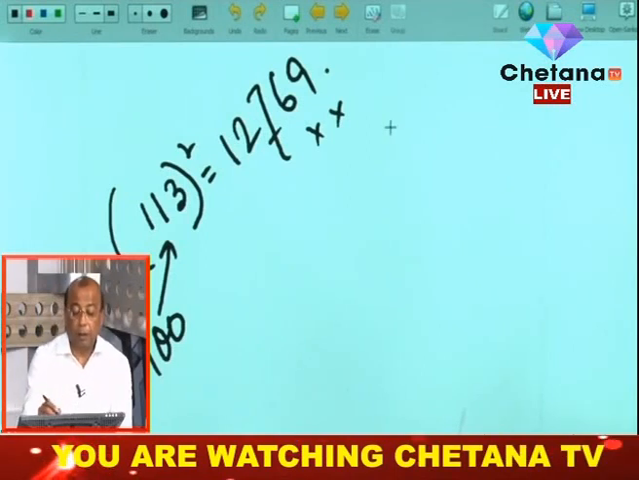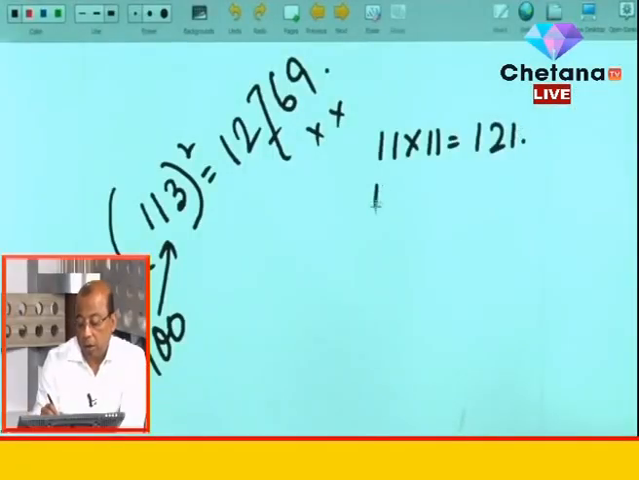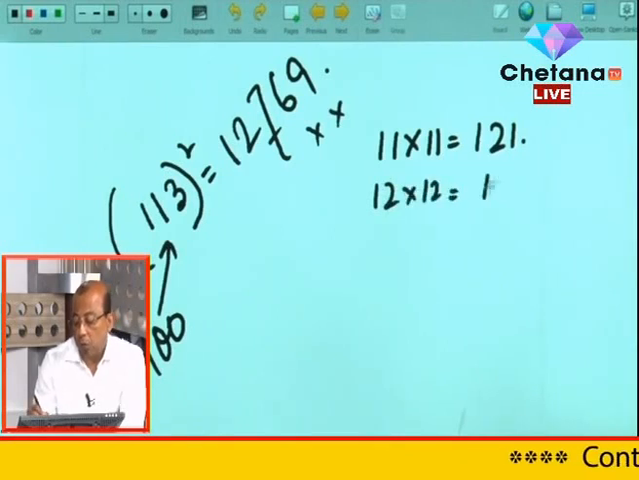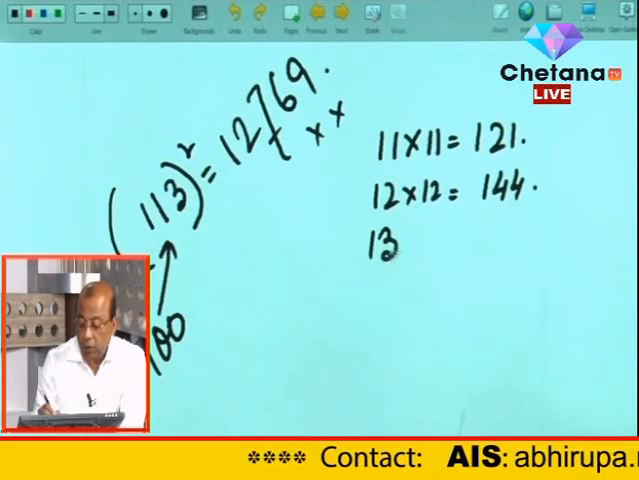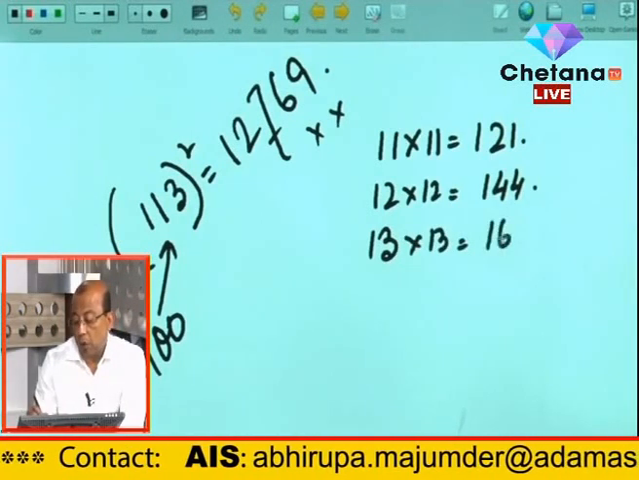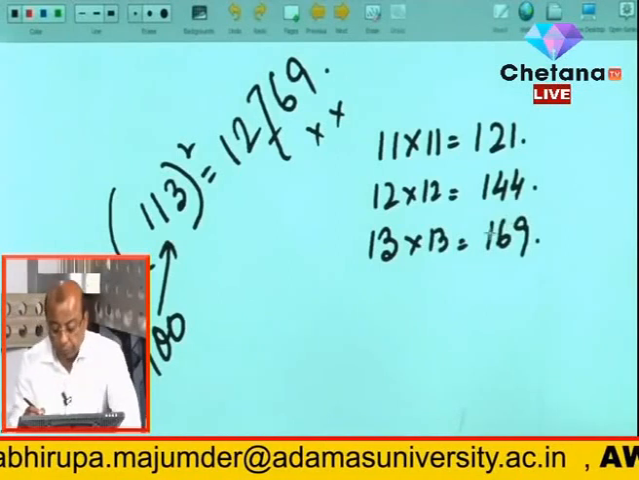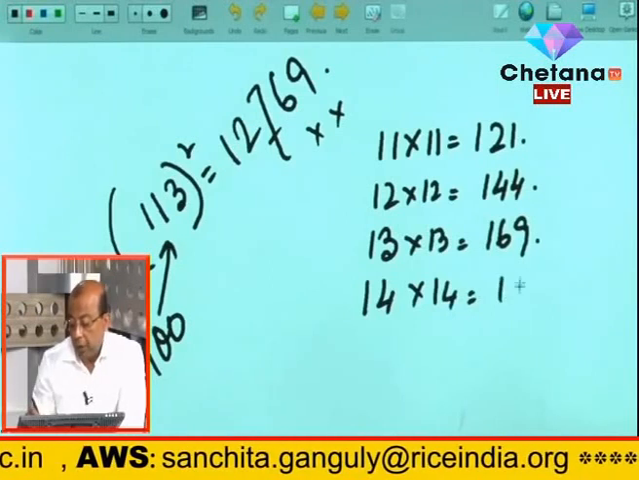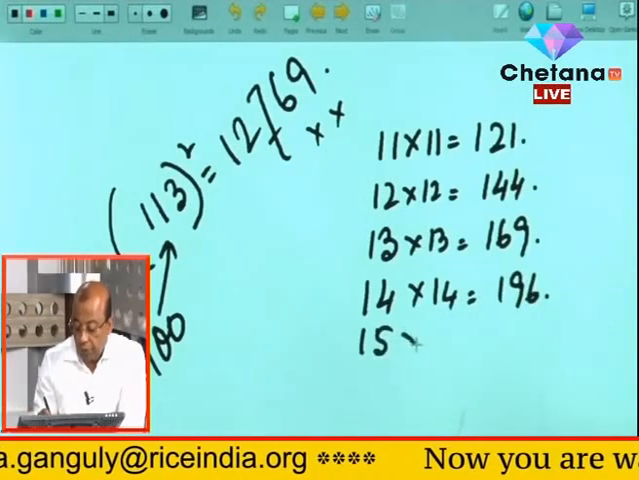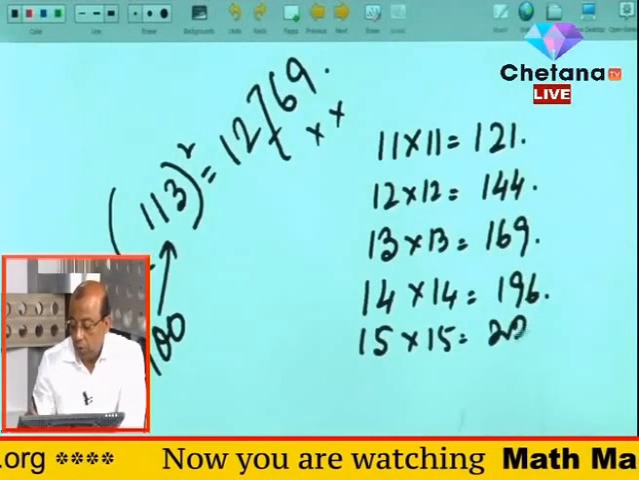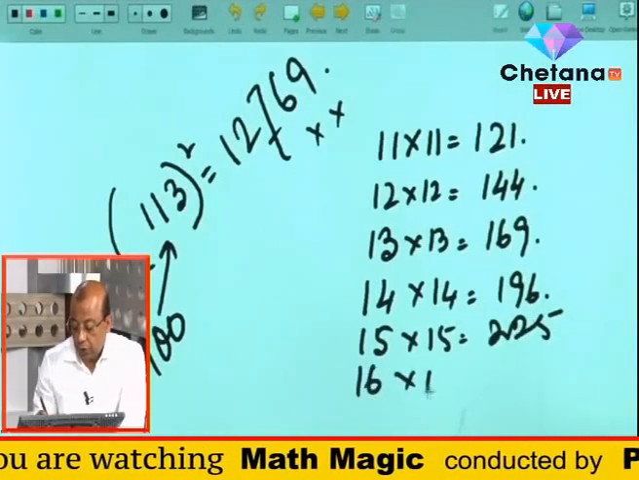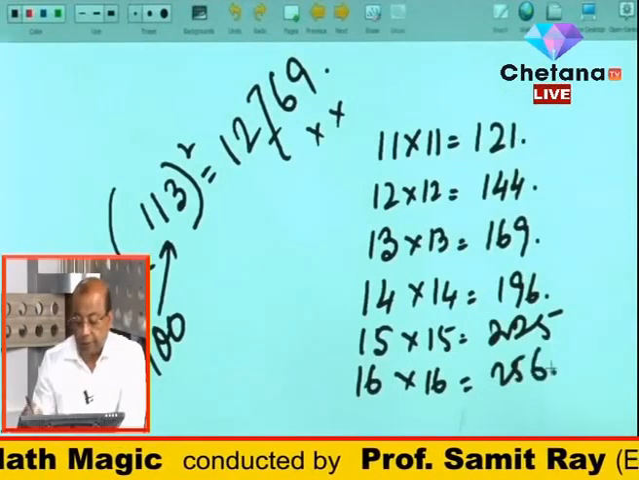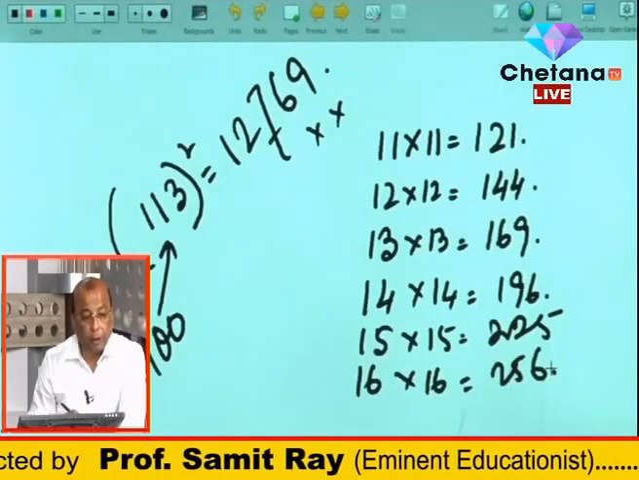So we have to remember this part of the maths. We know 11 into 11, 121. 12 into 12, 144. 13 into 13, 169. Take note. We have to remember these numbers. 14 into 14, 196. 15 into 15, 225. 16 into 16, 256. Right?